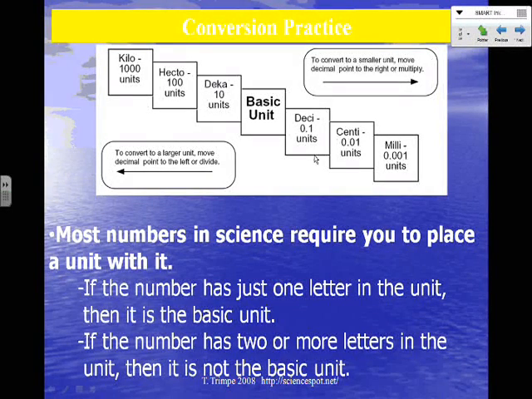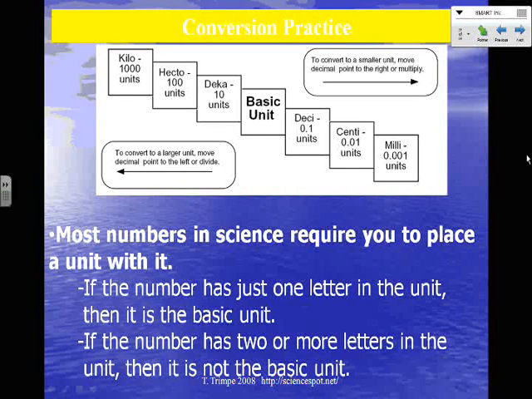Now, most numbers in science require you to place a unit with it. You can't just say 5, because if I say from my chair to the door is 5, you don't know if it takes me 5 seconds to get to the door, if that's 5 feet, if it's 5 meters, if it's 5 miles. You have no idea what that 5 means unless we have a unit behind it. So make sure that you always have a unit placed behind your number.